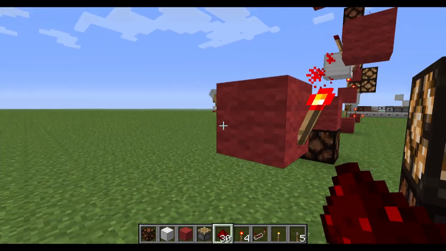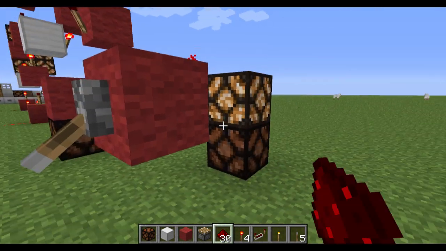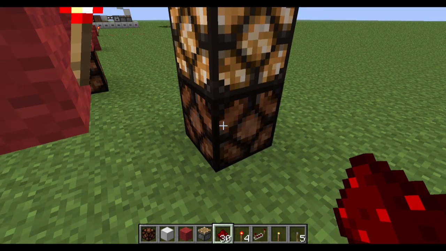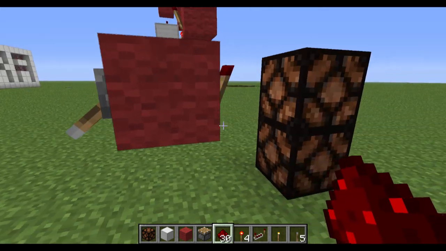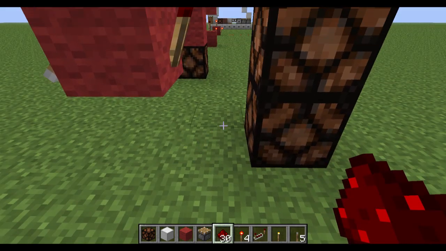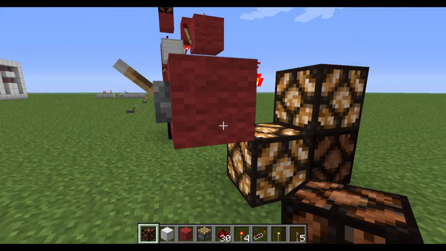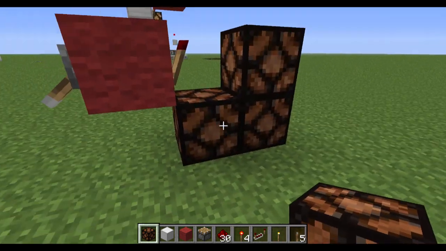Now, another practical use of having a torch on the side is to power things that are over on the side. Now watch this right here. So you notice that this lamp is not lighting up, and that's because it's not part of the second degree range, right? This one will, but not the one way out there.